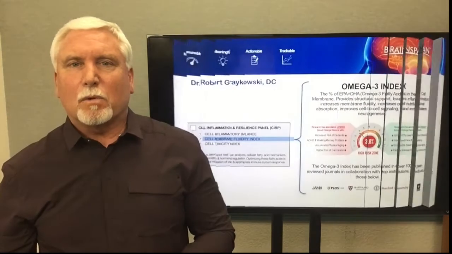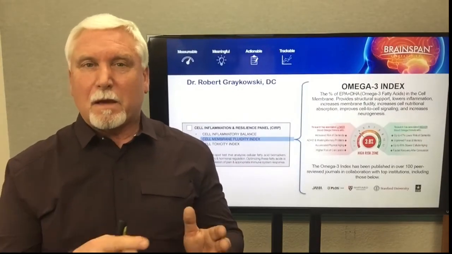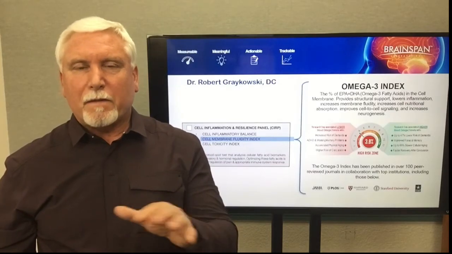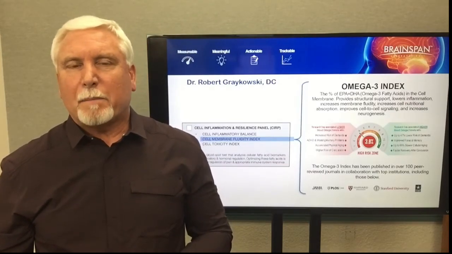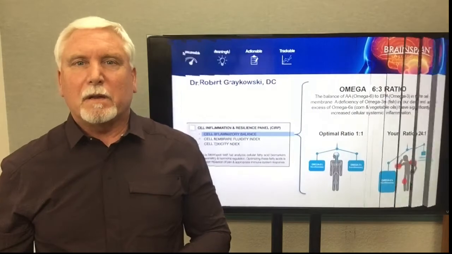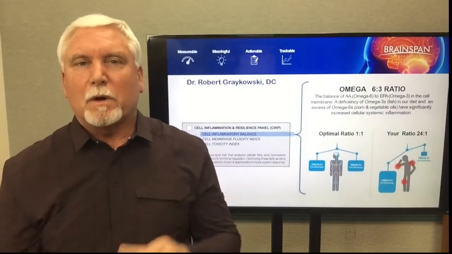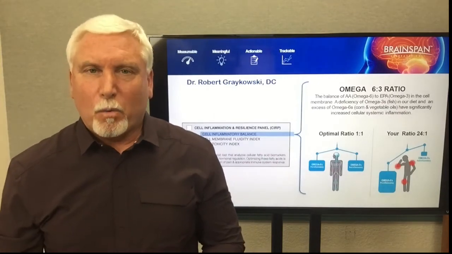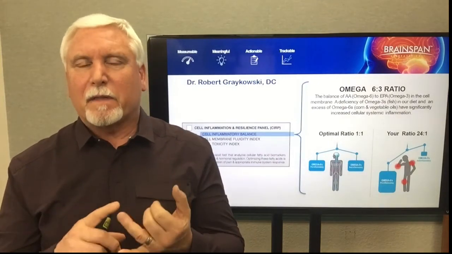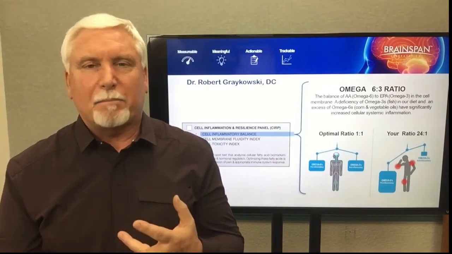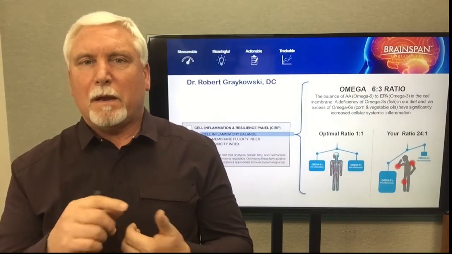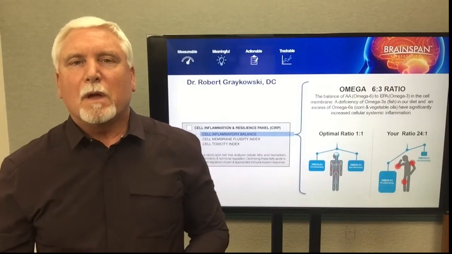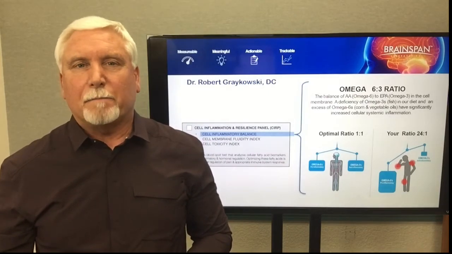So we want to make sure that we're looking at this omega-3, omega-6 index and the ratio, and that it is close to a 1-to-1 ratio. When we do the testing, we see some people that are like 24-to-1, and they wonder why they have brain fog, they can't think properly, they have problems sleeping, joint pain, headaches, a whole host of problems that lead to bigger problems with your health as time goes on.